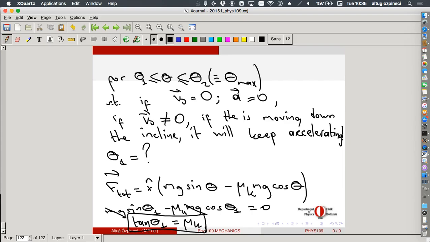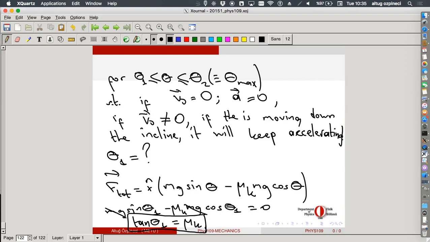And theta 1 is defined to be the angle between these two regions. You see, as theta gets smaller and smaller, this component becomes smaller and smaller, and this component becomes larger and larger. So there is a value of theta at which these two are equal. That is what we call theta 1.